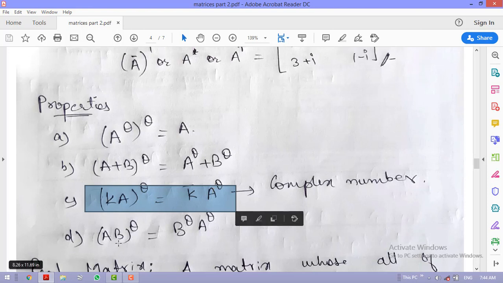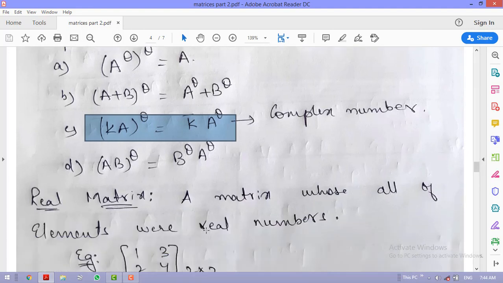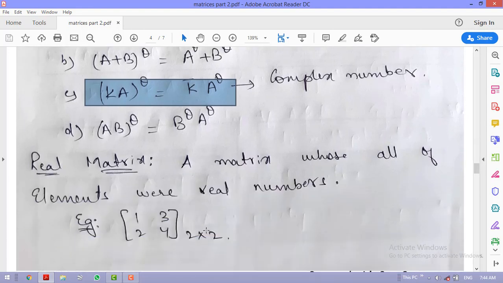The last property for the transpose conjugate of a matrix is: first we apply the multiplication operation, then conjugate, and the resultant conjugate should be transposed. That will be equal to B theta into A power theta. Now let us see the next topic, that is a real matrix. A real matrix is nothing but a matrix whose elements are real numbers, for example 1, 2, 3, 4. It is as simple as I read over here.